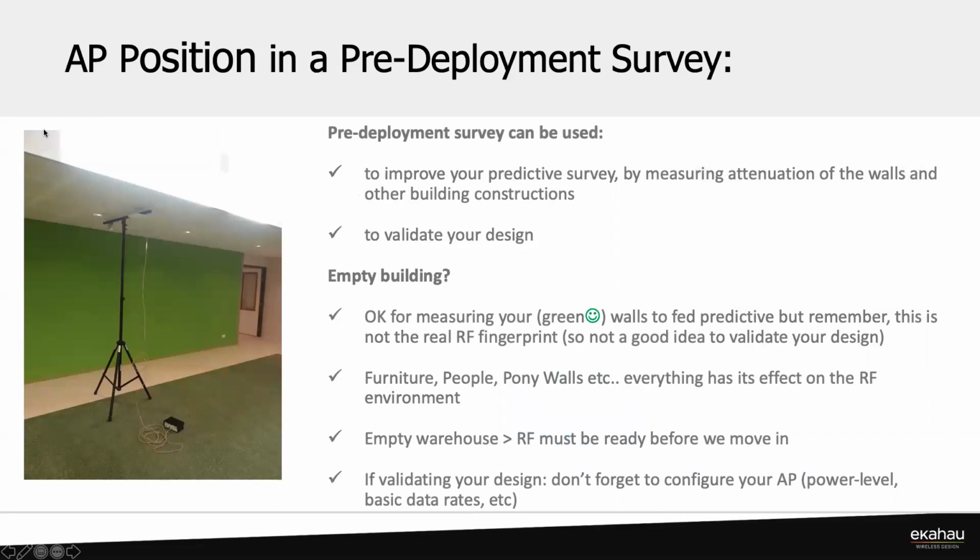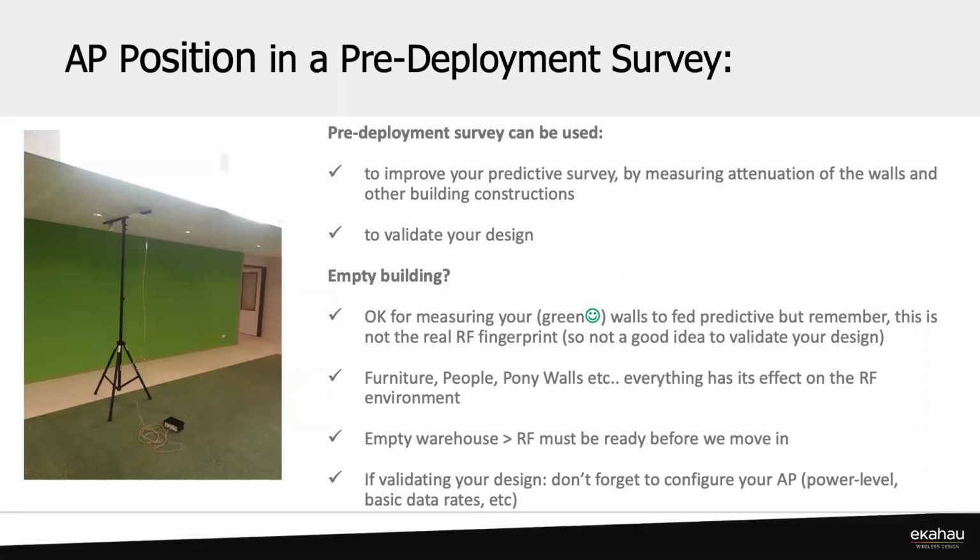The AP position in the pre-deployment survey. So if you want to validate your design, you put your AP on a stick, and you put it behind the wall. The common mistake is that people measure directly behind the wall. Be aware of the free space path loss. In the first meter we already lose 40, and depending on the frequency, we can lose up to 40, 50 dB of signal. So that can be misleading.